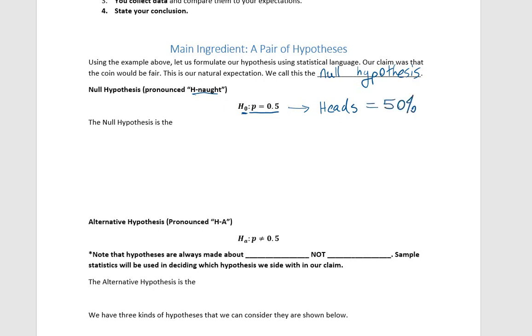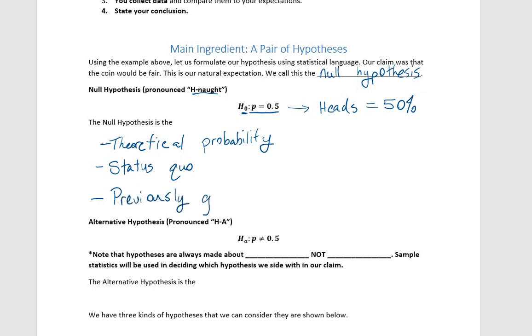Okay, so the null hypothesis always follows a certain formula. The null hypothesis is always going to be one of these three things. It is the theoretical probability. Okay, so theoretically we would expect a coin to come up heads 50% of the time. It can also be the status quo. Okay, or it could be previously gathered statistics.